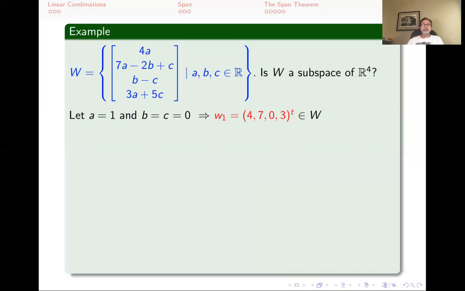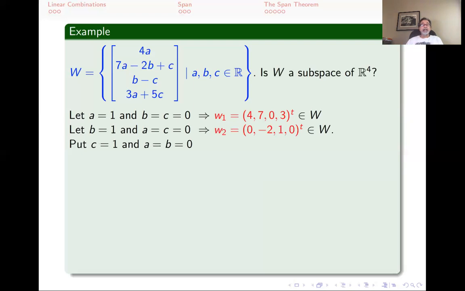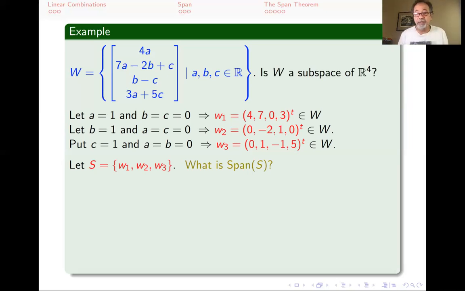So that W1 is an element of this W because I just found it. And I do the same thing with B. I let B equal 1 and A and C be 0, and I get another element. And I put C equals 1 and A and B equal to 0, and I get a third element. So now I found 3 elements, W1, W2, and W3. And I look at the set consisting of these 3 elements. And then I ask myself, what is the span of these 3 elements? And it'll become clear in a second why I'm asking that. So I found myself 3 elements in W, and I can ask myself, what's the span of S?